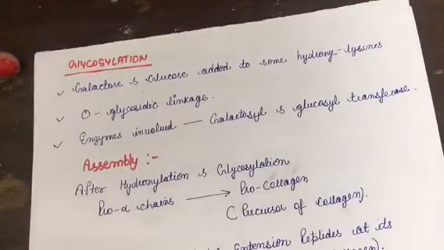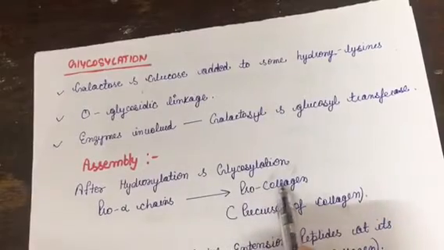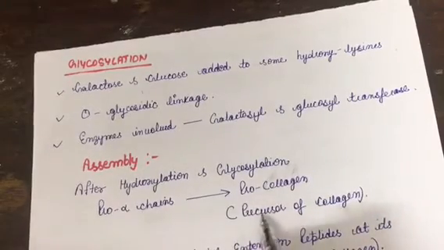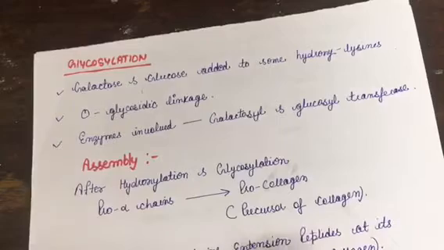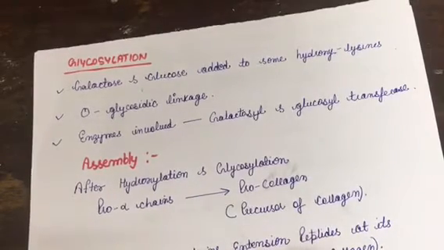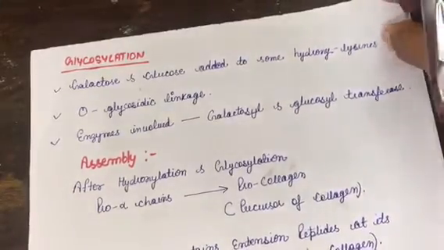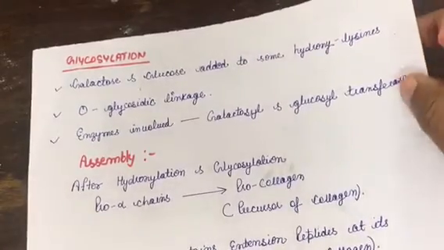So after hydroxylation and glycosylation, pro-alpha chains will form pro-collagen, and this is the precursor of collagen. Pro-collagen contains extension peptides at its N and C terminus, and these extension peptides are absent in collagen. So before that, there will be a process in which these extension peptides will be cleaved off.